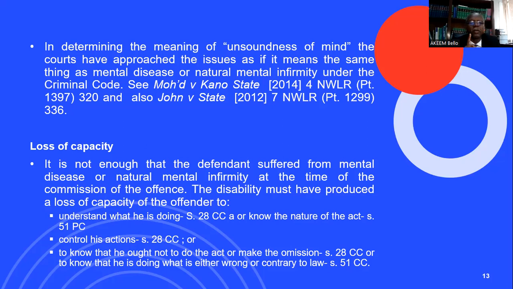Then the second one, loss of capacity of the offender to control his action. This leg of loss of capacity is only provided for under the criminal code. And this leg is also not provided for under the McNaughton rule. So this leg of incapacity to control action is unique to the provisions of the criminal code. And then the third leg of loss of capacity, to know that he ought not to do the act or make the omission, section 28 of the criminal code, or to know that he is doing what is either wrong or contrary to law, section 51 of the penal code.